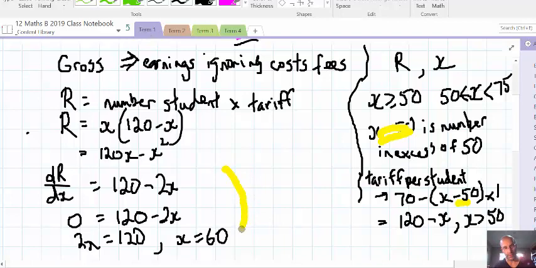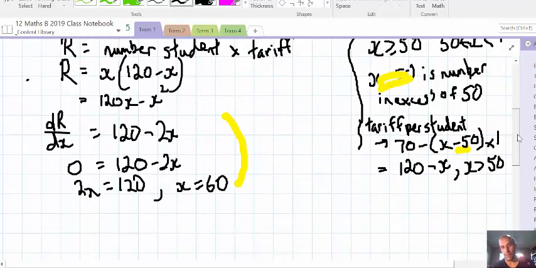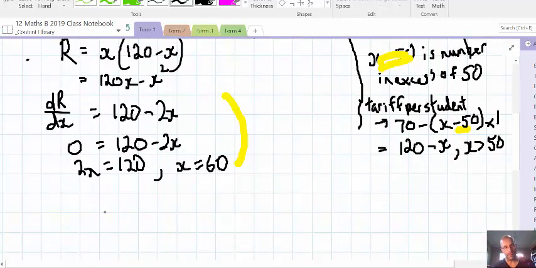We do what we normally do. We take the derivative, look for the stationary points. We need to check whether that is a min or a max, because we're after a maximum profit, I should say maximum revenue. We can do what we normally do: look at the gradient before, at and after.